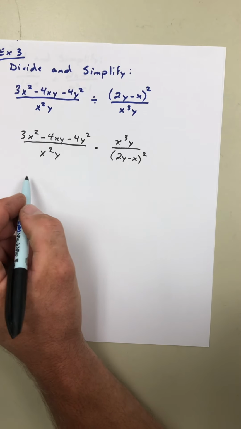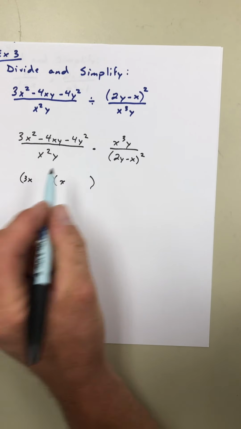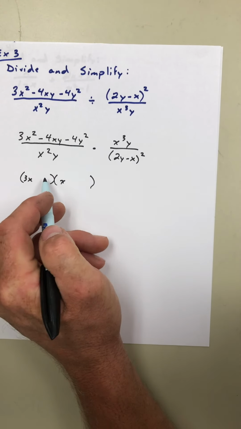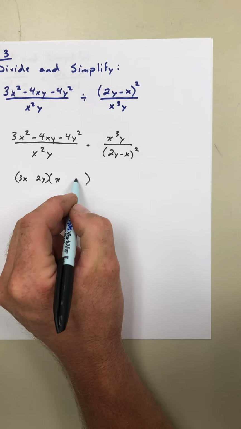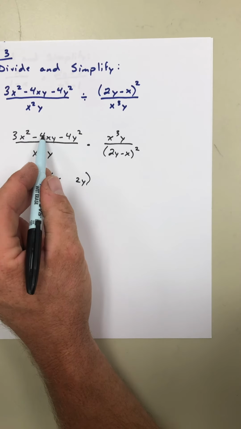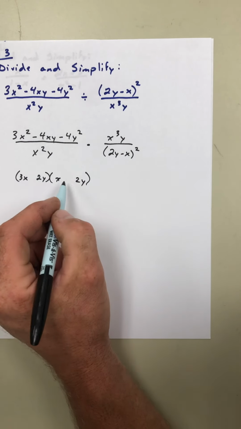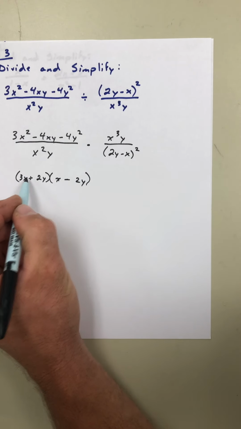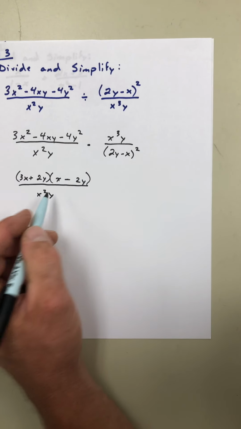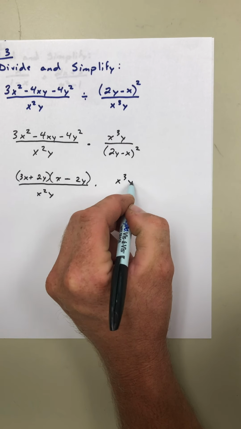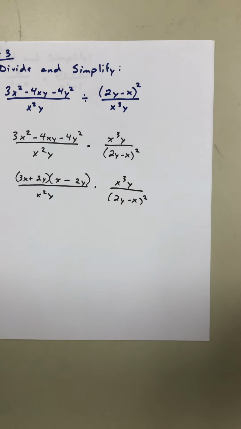So if I come up here, I can go ahead and factor that first term. So I have 3x and I have x. I got to break up my 4. I can either do 1 and 4, 4 and 1, or 2 and 2. I'm going to go ahead with 2y and 2y. I need a negative 4 when I add them. So if I take my 6xy here, my 2xy here, I know I've got to get a negative 6 and a positive 2 in order to add to give us that negative 4. Again, that's over xy squared times x to the third y over 2y minus x squared.